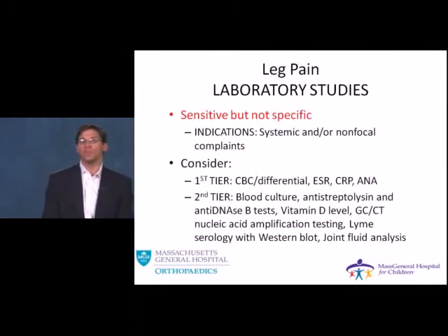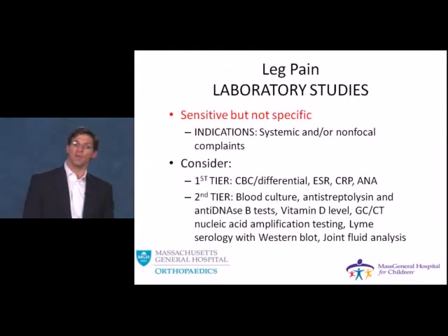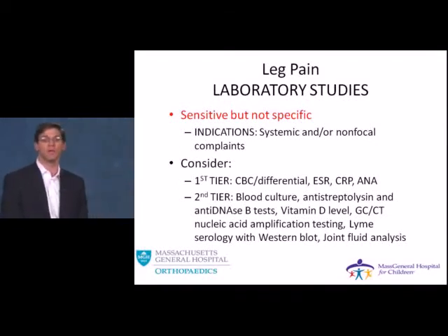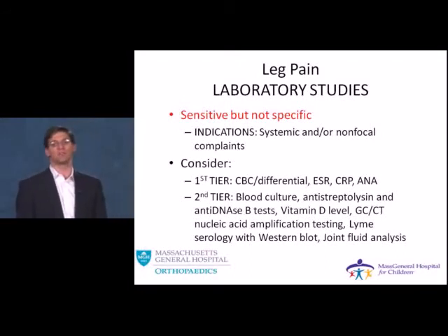With unusual causes of leg pain, you can consider laboratory studies. The one thing to know is that these are sensitive but not specific, similar to your bone scan. And the indications would be if you have systemic or non-focal complaints. You can consider a CBC with differential, looking both at the white blood cell count and hemoglobin for anemia of chronic inflammation or chronic disease, as it was once called. An ESR or a SED rate, in addition to a C-reactive protein, and consideration of an ANA.